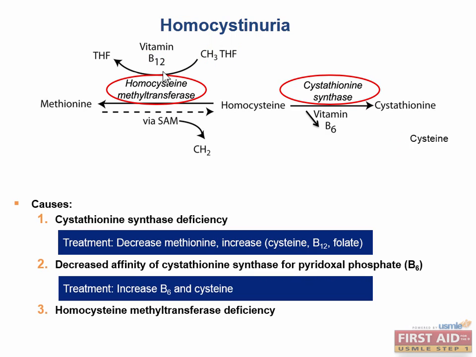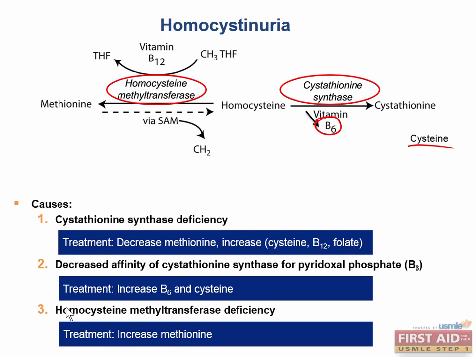In the case of decreased affinity of cystathionine synthase for vitamin B6, this is going to be best treated by just increasing your dietary intake of vitamin B6 and also cysteine. If this enzyme cannot grab hold of that cofactor well enough due to that decreased affinity, if you flood it with vitamin B6 and also take in cysteine, that's going to be the treatment for that.